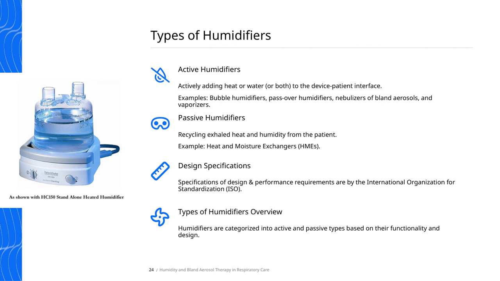Now, passive humidifiers work by recycling the heat and humidity that the patient exhales. An example of this would be heat and moisture exchangers, or HMEs, which trap the patient's exhaled heat and moisture and use it to humidify the incoming air. On the other hand, active humidifiers actively add heat or water, or sometimes both, to the air delivered to the patient. These are devices like bubble humidifiers, passover humidifiers, nebulizers that deliver bland aerosols, and vaporizers. They actively increase the humidity level, which can be especially beneficial for patients requiring higher humidity.